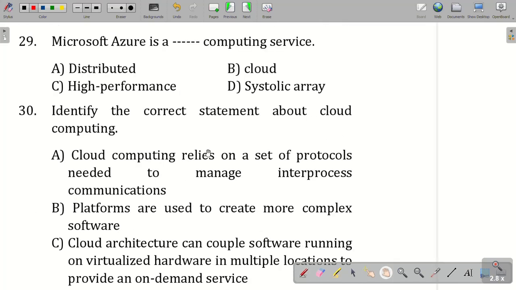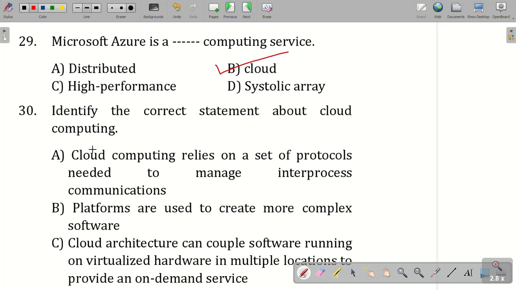Microsoft Azure is a computing service. Distributed, wrong. High performance systolic array, we use these in parallel computing. So the correct answer is B.